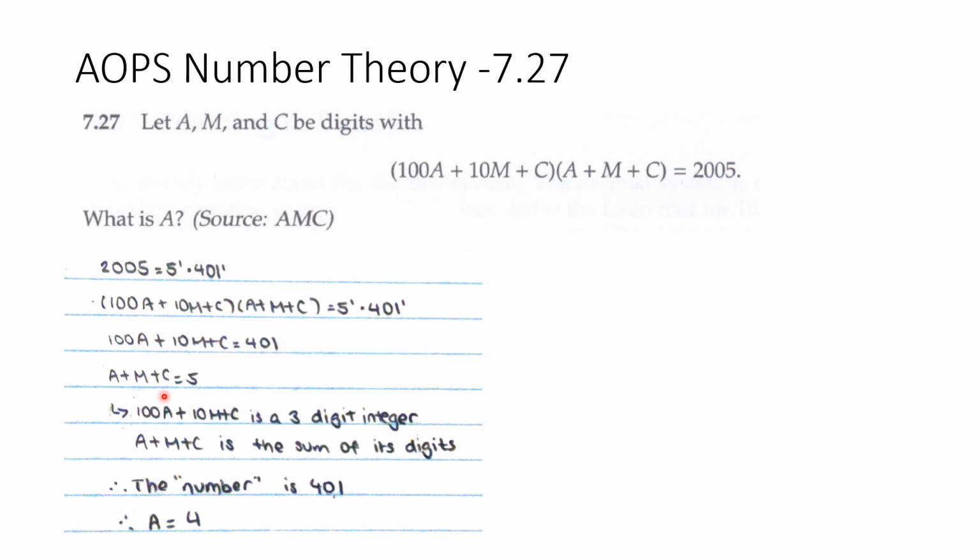So A plus M plus C is equal to 5, and this is the way you express a 3-digit integer. And A plus M plus C is the sum of the digits of that 3-digit integer. So that means that 3-digit integer is 401, so A is equal to 4.